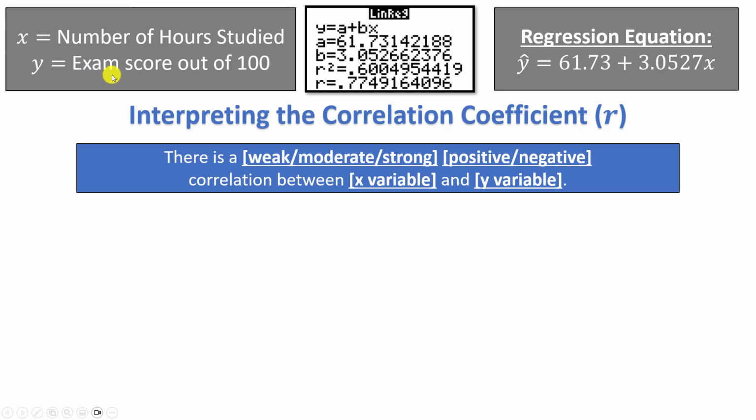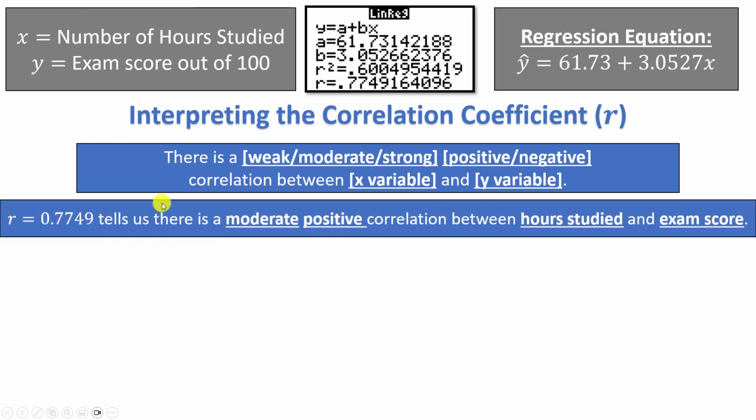Make sure you are always writing these in the context of your given problem. So you'll never leave this as just x variable. You'll always replace that with whatever your x variable is, and same with the y variable. So in our specific case, we had an r value of about 0.7749.